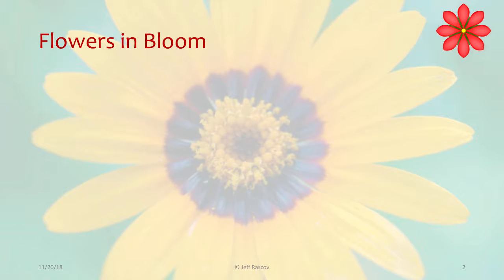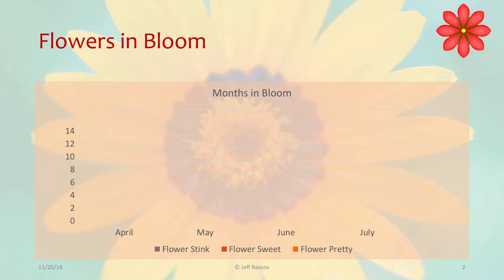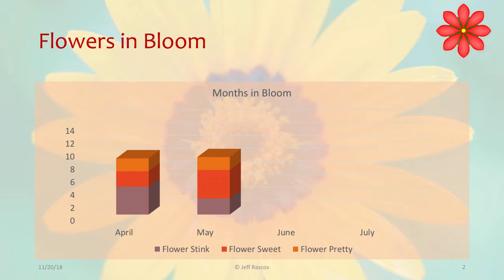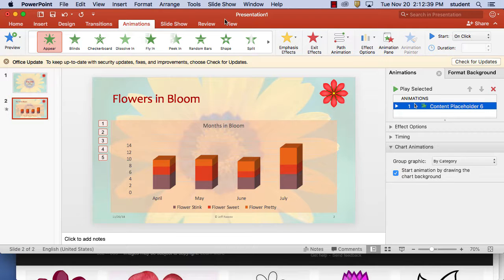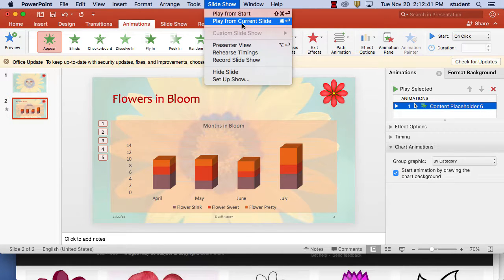So I have no chart. I have the chart. And I'm hitting the arrow keys on the keyboard. And I got one bar, two bars, three bars, four bars. Did you see that? To play it, it is under slideshow. Play from current slide.